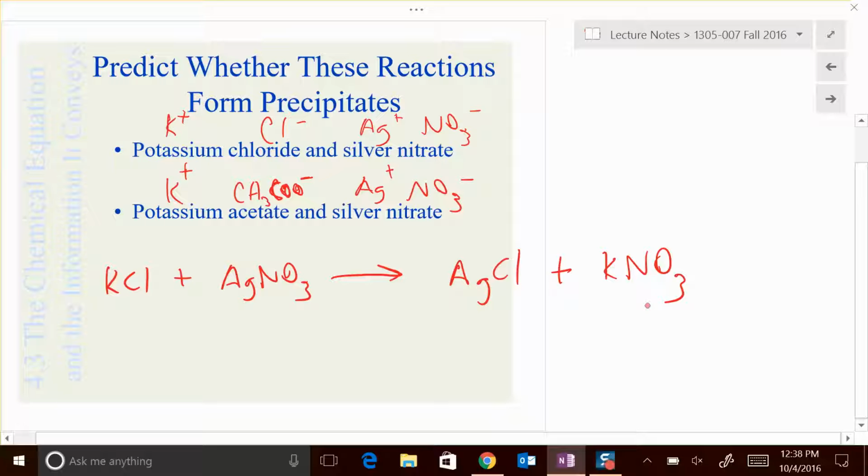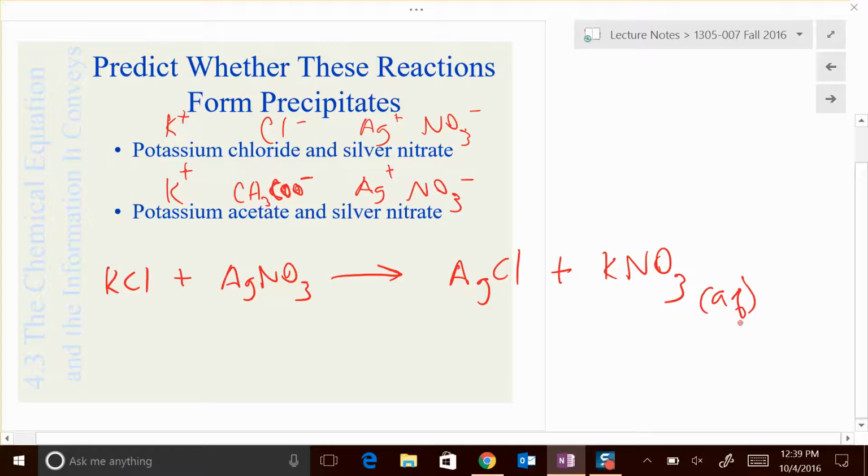Now, from what we've learned about the metals found in the very first column of the periodic table, what do we know about them? Could they ever be a precipitate? Could potassium ever form a precipitate? Can't, because it's a metal in the very first column. And those metals are always soluble, no matter what. So this potassium nitrate will be aqueous.